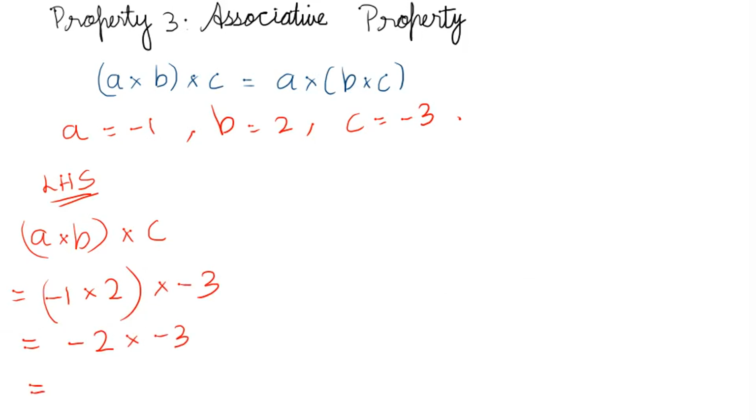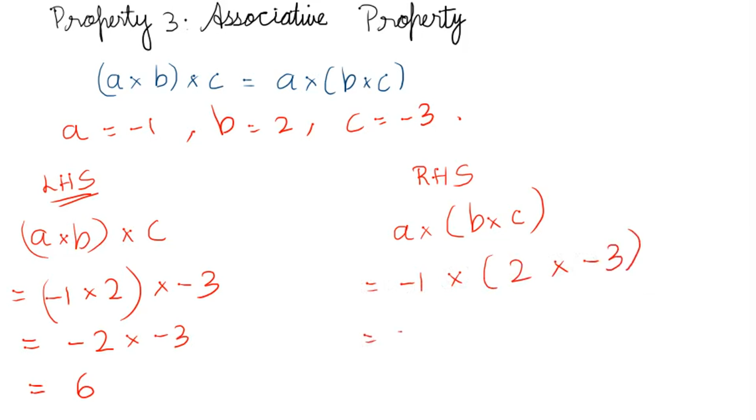Now minus 2 into minus 3 is plus 6. So this is our LHS, and now let's check for our RHS. We have a into b into c. Our a is minus 1, b is 2, and c is minus 3. So minus 1 we write as such. 2 into minus 3 is minus 6. Minus 1 into minus 6 is plus 6. So our LHS is equal to our RHS, which means associative property for integers holds good.